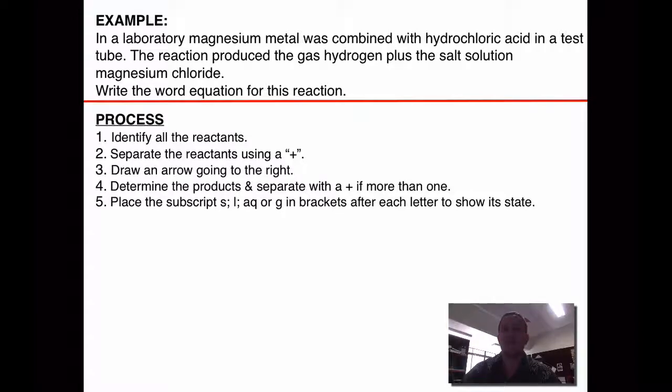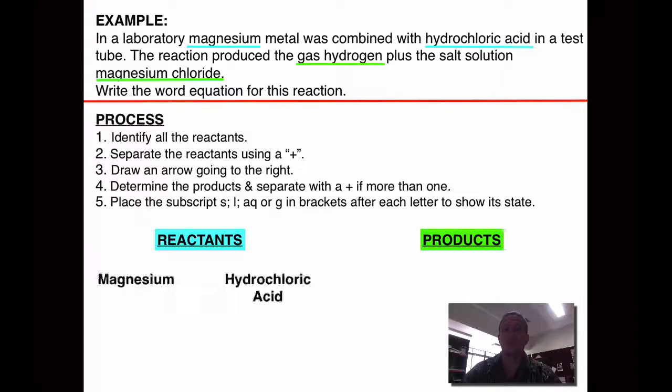Okay, so this is the way we do it. The first thing we need to do is to identify the reactants. So we look up in the example and try and find what things were put together at the beginning. Well, if we look closely, we can see, and these will be underlined in blue, that it's magnesium metal was joined with hydrochloric acid. Then we have to find what our products are. Now our products are what was formed. As you can see, it says the reaction produced, so this is going to tell us what our products are. We've got hydrogen gas and we've got the salt magnesium chloride.